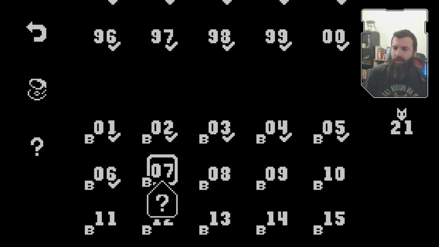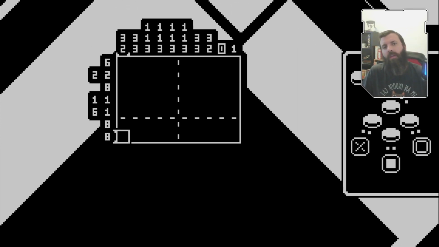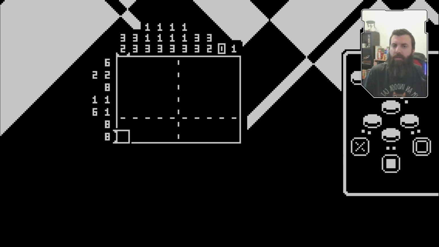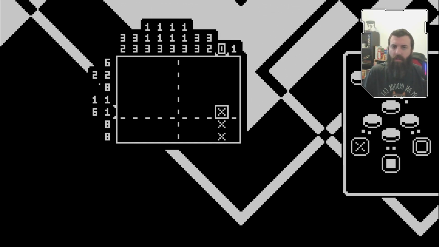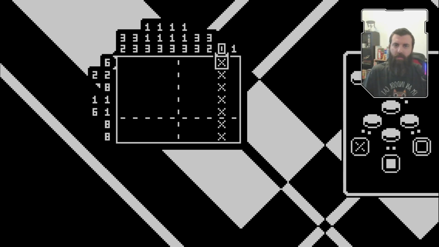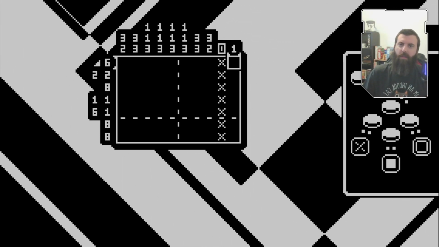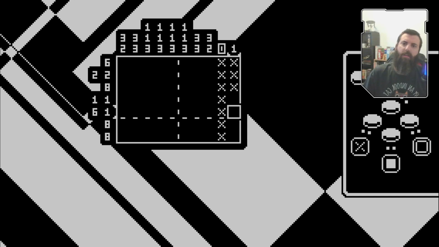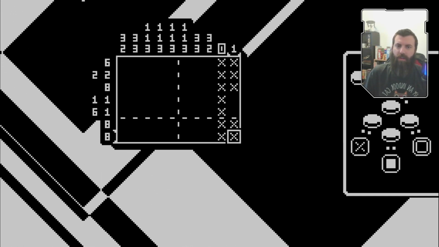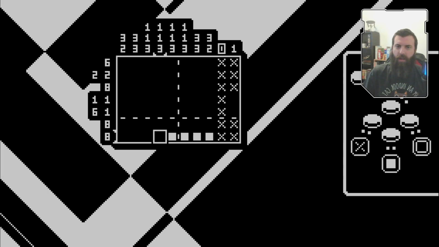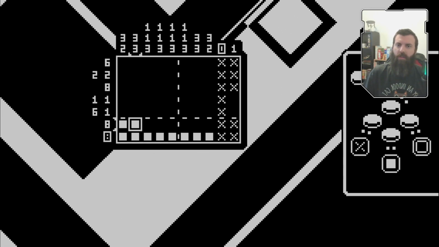Alright, let's do one more. Let's do B07. B07 is 10 pixels wide and 7 pixels tall with a gimme right at the beginning with the 0 column. 0 column means that we can't fit anything over here. That means that we've now only got 8 pixels available.